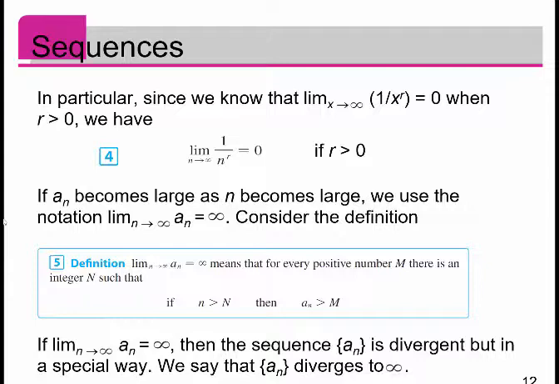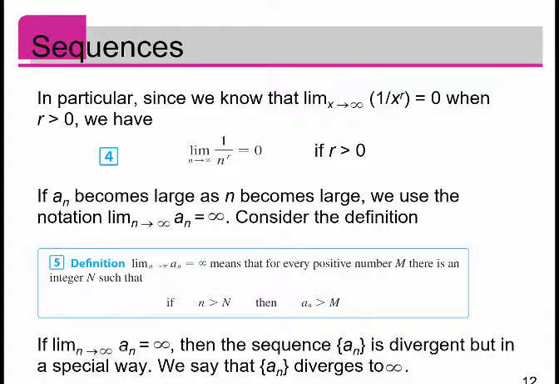So if a sub n becomes large as n becomes large, we can use this notation: the limit as n goes to infinity of a sub n equals infinity. If we consider this definition, kind of a flip of it, if the limit as n goes to infinity of a sub n equals infinity, it means that for every positive number M, there is an integer N such that if lowercase n is greater than capital N, then a sub n is greater than M. So what we're really saying here is that as n increases, the sequence just keeps going up and up and up. That's really what this is all saying.